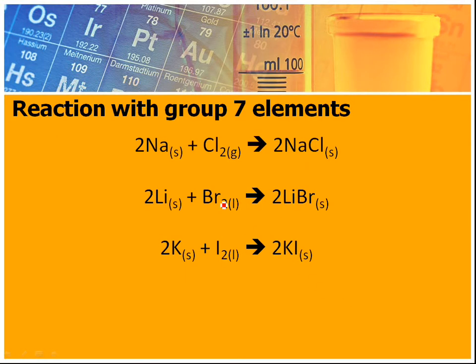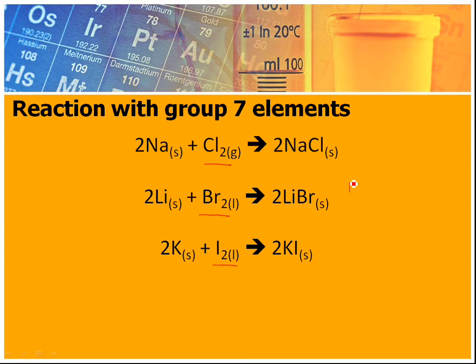And the last thing is reaction with group 7 elements. So group 7 elements are things such as chlorine and bromine and iodine. Okay, so here we have sodium reacting with chlorine to give us sodium chloride, lithium reacting with bromine to give us lithium bromide, and potassium reacting with iodine to give us potassium iodide.